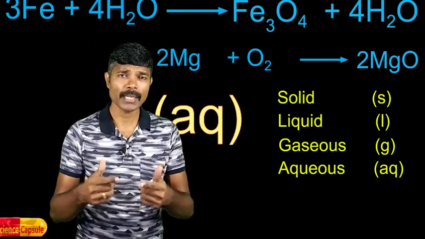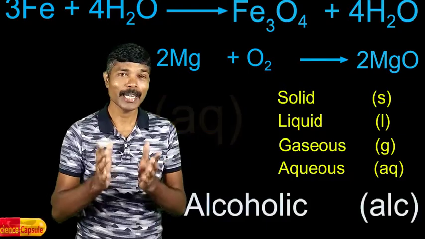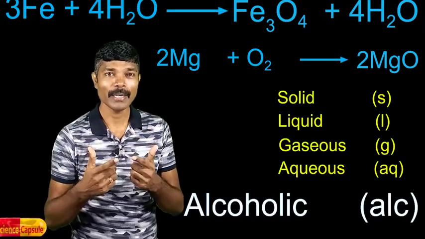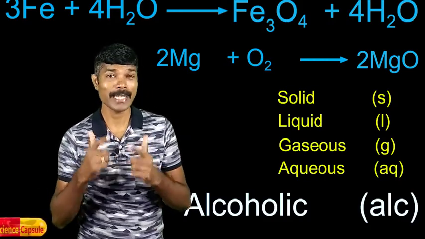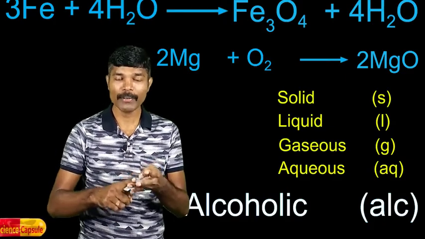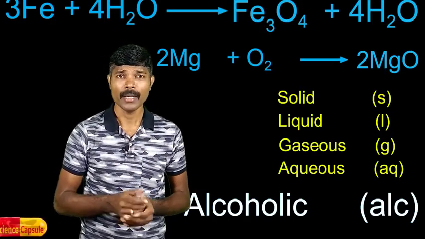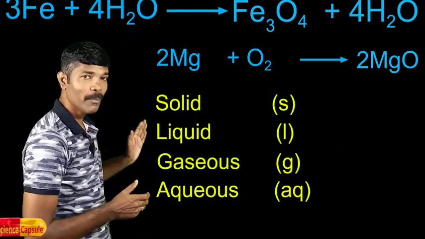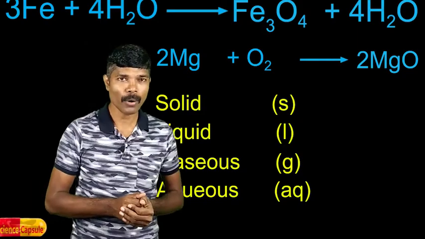Similarly, there are some other states. When anything is dissolved in alcohol, we call it alcoholic. The state symbol for alcoholic is ALC, within parentheses. As far as class 10th is concerned, we limit our state symbols up to aqueous. Solid, liquid, gas and aqueous are the most important ones which we will use in 10th standard. Other state symbols you will learn in higher classes. So whenever we talk about state symbols, solid, liquid, gas and aqueous are more important.